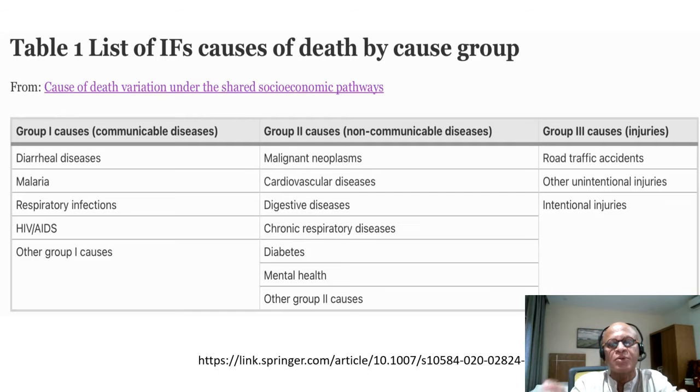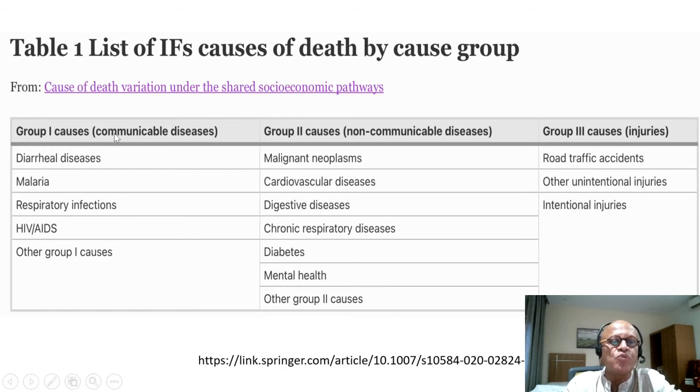Now this paper, using an integrated assessment model, is trying to translate that into mortality under various SSPs, as they are referred to. RCPs are representative concentration pathways, and SSPs are shared socioeconomic pathways.